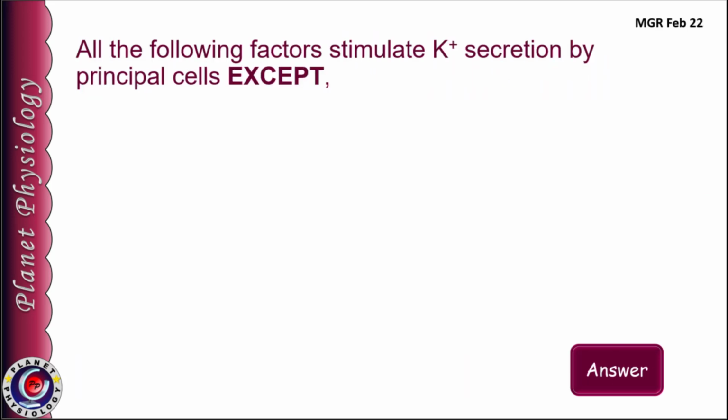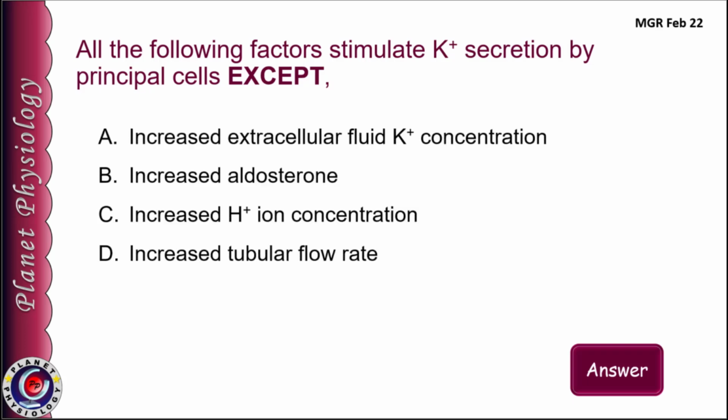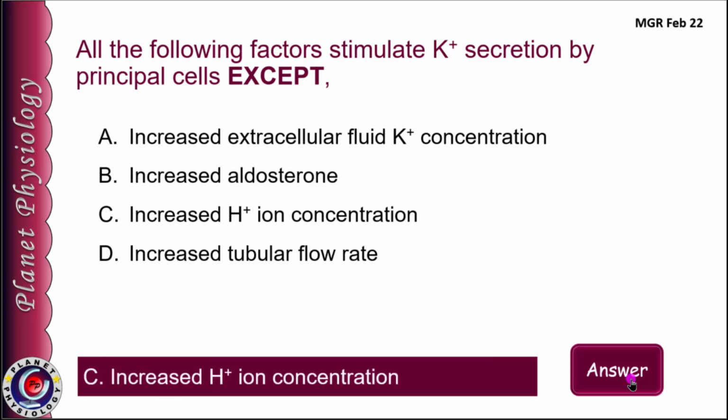Next question. All of the following factors stimulate potassium secretion by the principal cells except: A. Increased extracellular fluid potassium concentration, B. Increased aldosterone, C. Increased hydrogen ion concentration, and D. Increased tubular flow rate. The correct answer over here is option C.